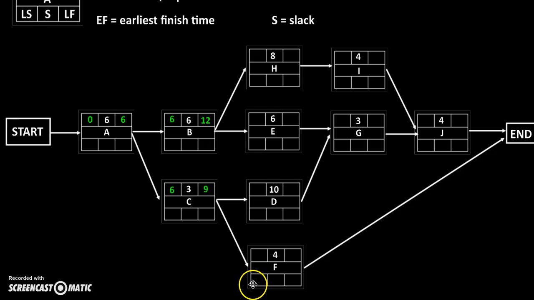Let's fill in our values for our next level, starting at the top. The earliest finish time of B is 12, so 12 becomes the earliest start time for H. So 12 and 8 is 20.